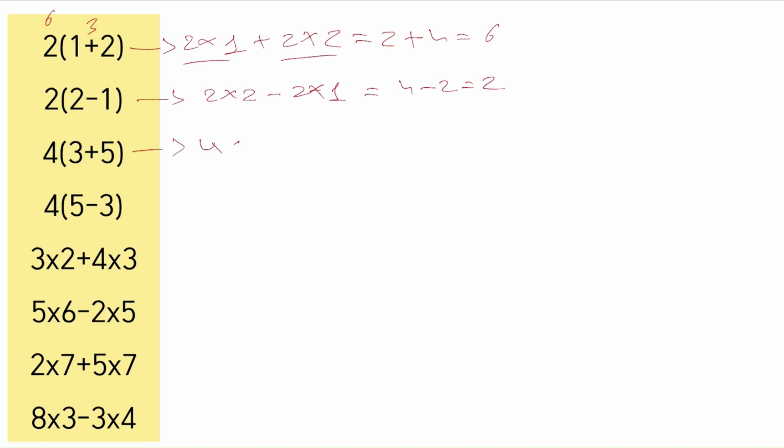Let's look at this one. 4 times 3 plus 4 times 5, which is 12 plus 20, 32. If you add them, you will have 8. 8 times 4 is also 32. Let's distribute this one.